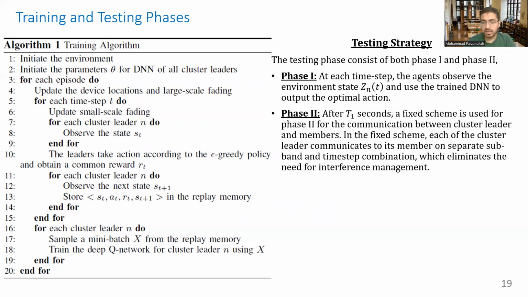Meanwhile, in the testing phase, each agent uses its trained DQN to take the optimal action in phase 1. Meanwhile, as described earlier, a fixed scheme is used for phase 2.